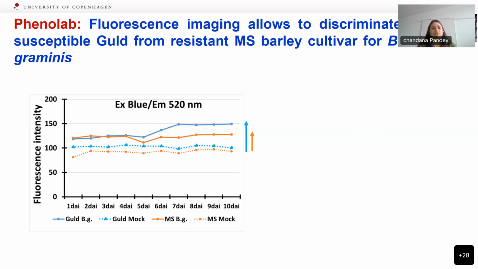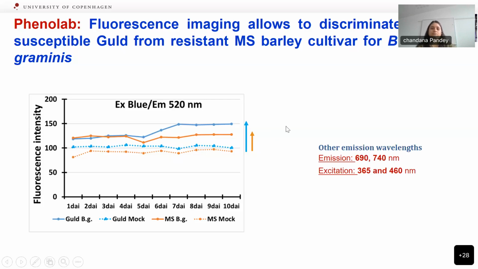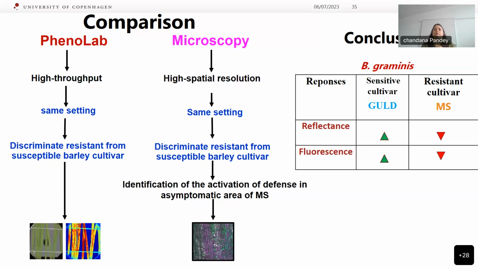We identified the different signature related to the reflectance wavelength, and for the fluorescent signal we identified it only after 4 days after inoculation of pathogen. Yeah, so now if we compare the phenolab with the microscopy, we see the same kind of pattern, that the sensitive cultivar has higher reflectance or higher fluorescent value as compared to the mock or as compared to the resistant cultivar.